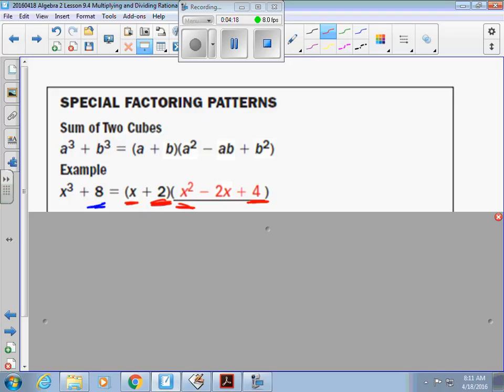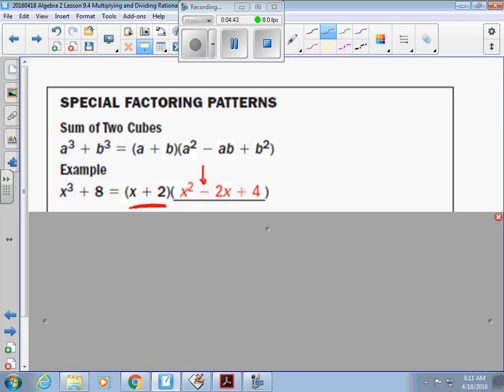Again, the sign in between them, or the one that is in front of AB, where they're multiplying by each other, is going to be opposite. It was x cubed plus 8, the plus in between, so the minus goes in front of your B value and your trinomial here. Minus that same number 2 times that same number x. So this is coming from this.